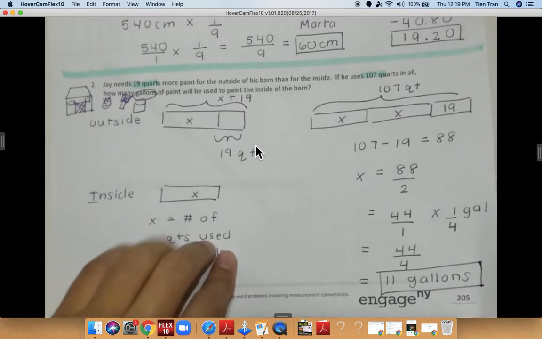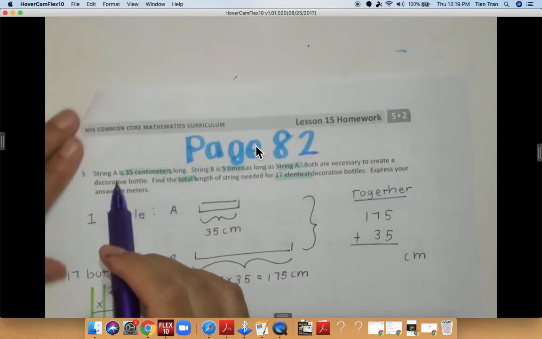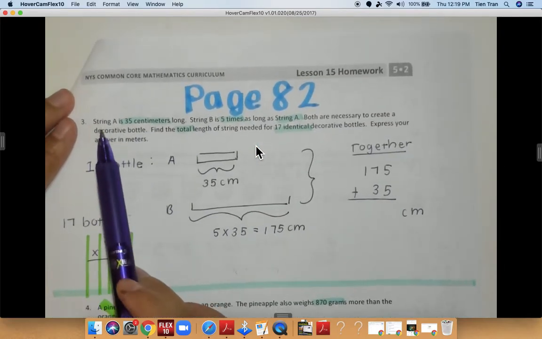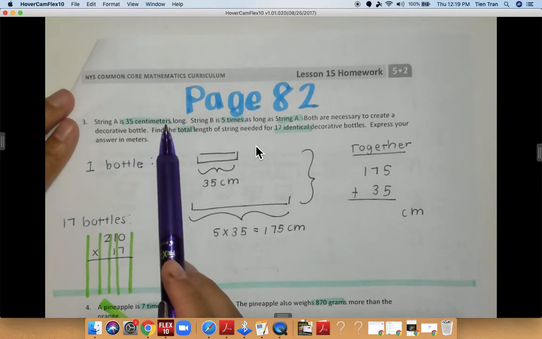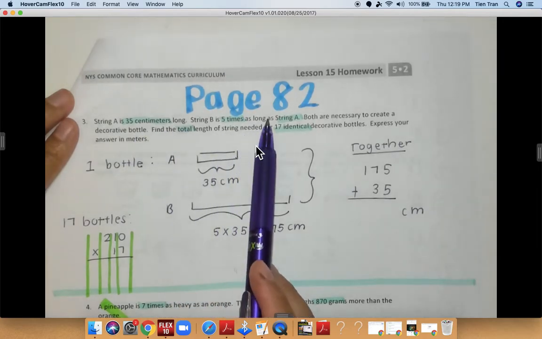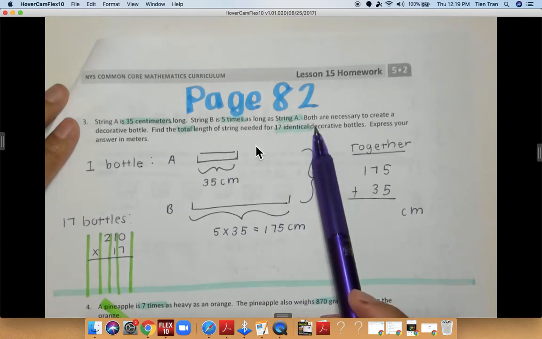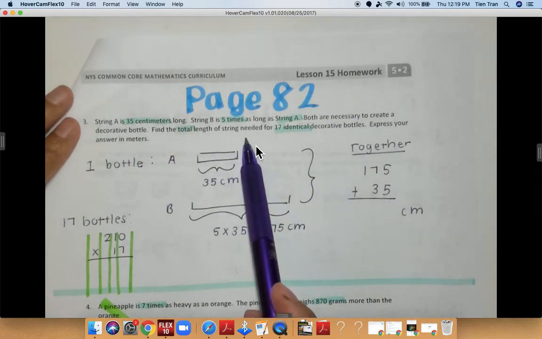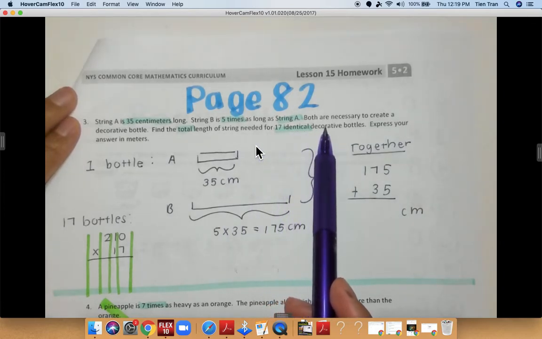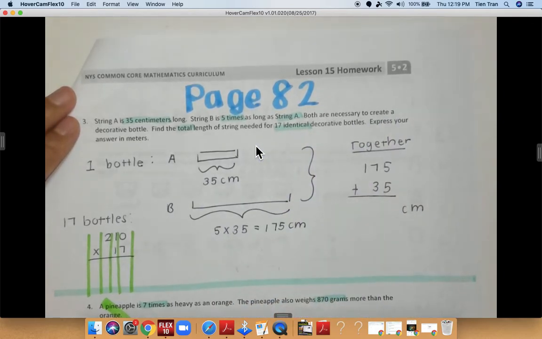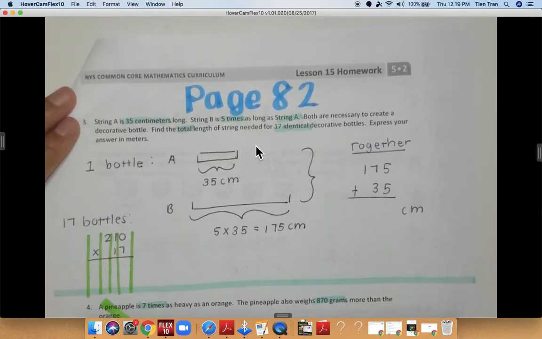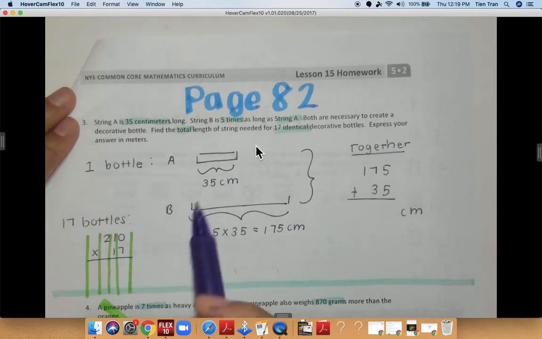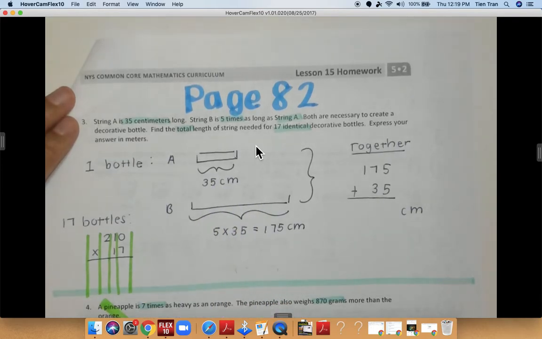Now I'm going to turn the page, and we have problem number 3. For problem number 3, it says here, string A is 35 centimeters long, string B is 5 times as long as string A. Both are necessary to create a decorative bottle. Find the total length of string needed for 17 identical decorative bottles. Express your answers in meters. So I need to make sure that I'm expressing everything in meters. They give me the numbers in centimeters, but they want me to convert it into meters.